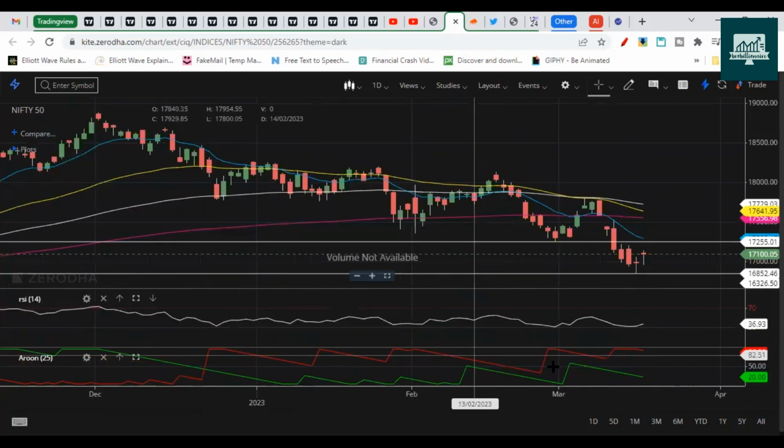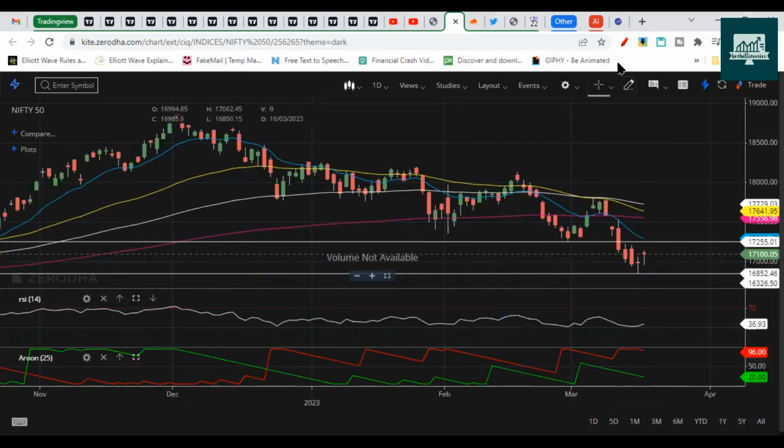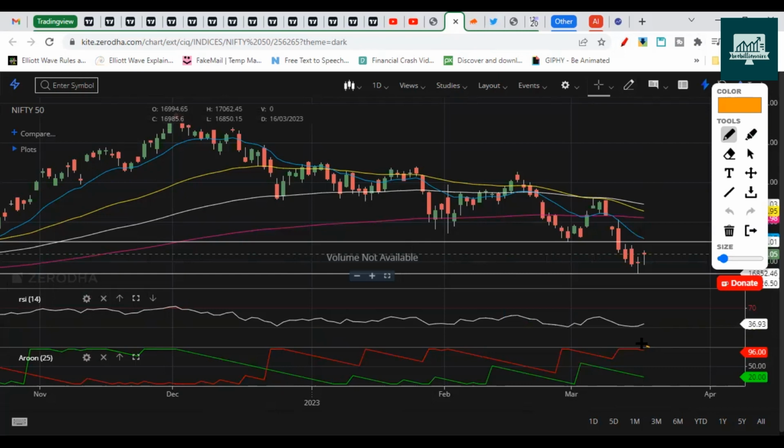By the way, Aroon indicator is still at extreme. So Aroon indicator shows the trend. Here the trend is extreme bearish. When the red line crosses 70 and the green line crosses below 30, it is considered as extreme bearish. So this was the extreme bullish period, right? Green line above 70, red line below 30. So opposite of that is currently true.